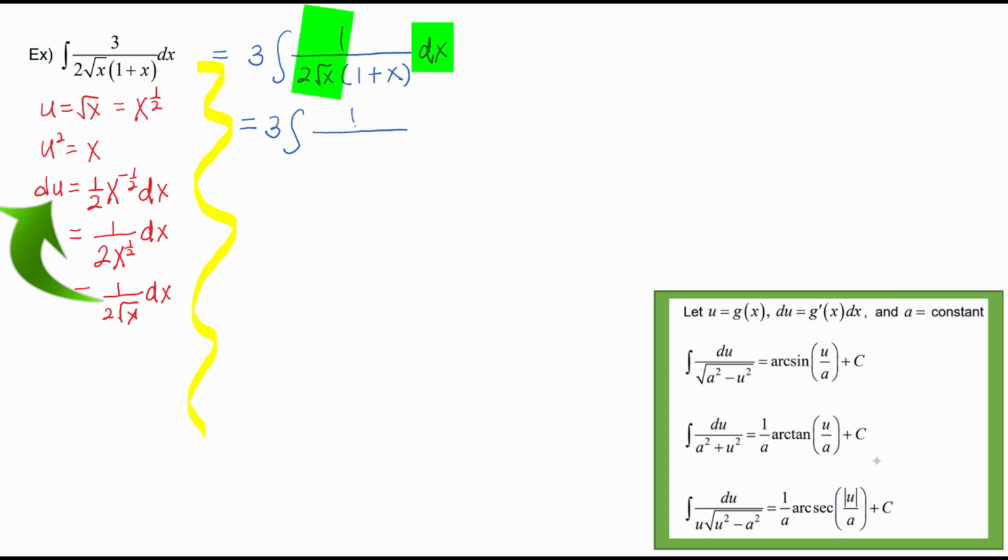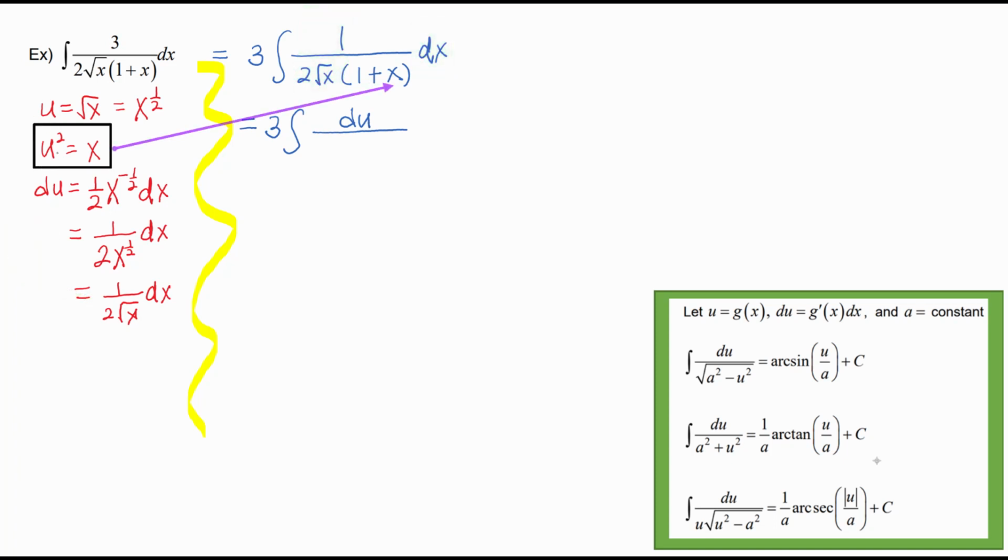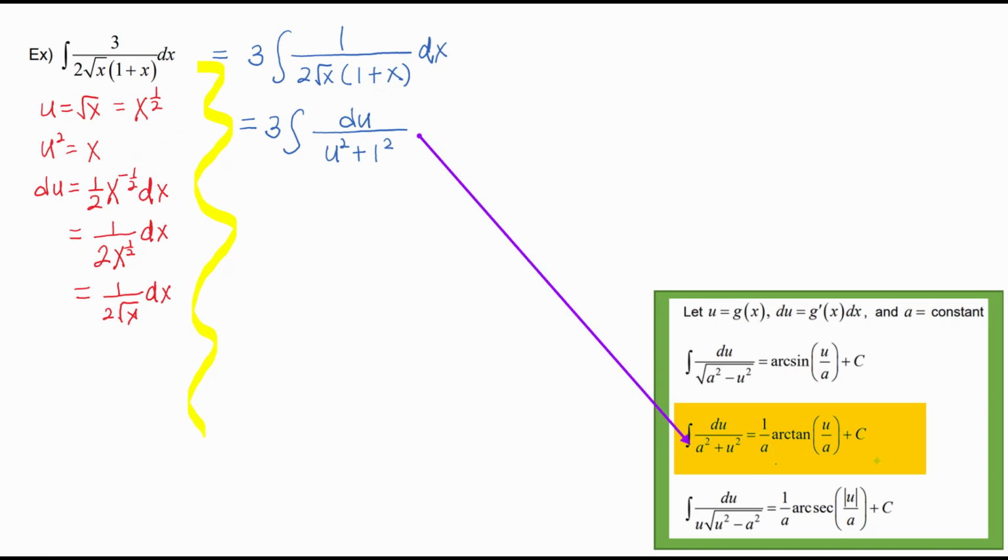Together it makes du. And my x is, as you can see, u squared. So you can interpret the 1 as 1 squared. So now I have the arctangent formula right there. And my a squared would be 1, and that makes my a 1.